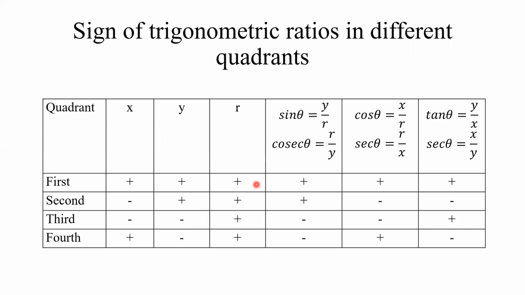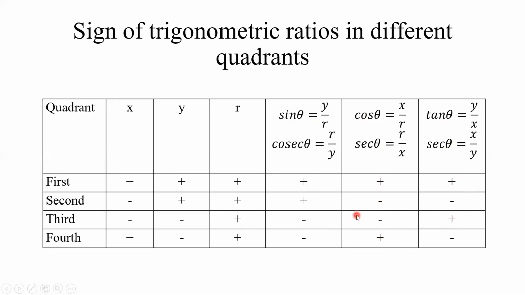Now, a chart. First quadrant, second, third, fourth. Sine of x, y, and r are here. Sine theta in first quadrant positive, second quadrant positive, third quadrant negative, fourth quadrant negative. Cos theta and sec theta, first quadrant positive, second negative, third negative, fourth positive. Tan theta and cot theta, first quadrant and third quadrant positive, and others are negative.